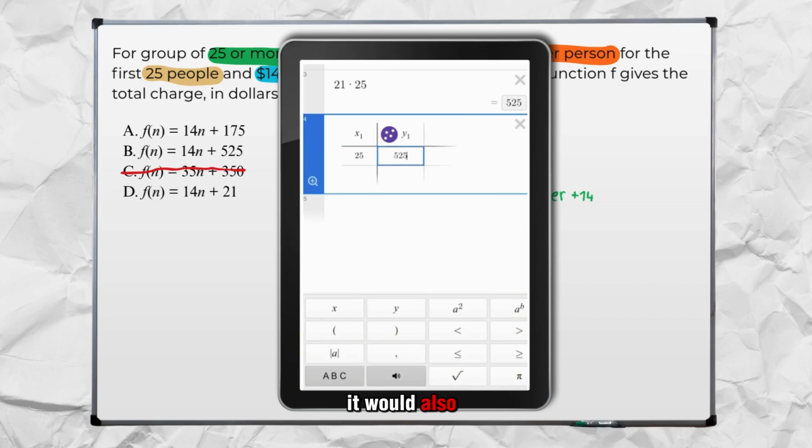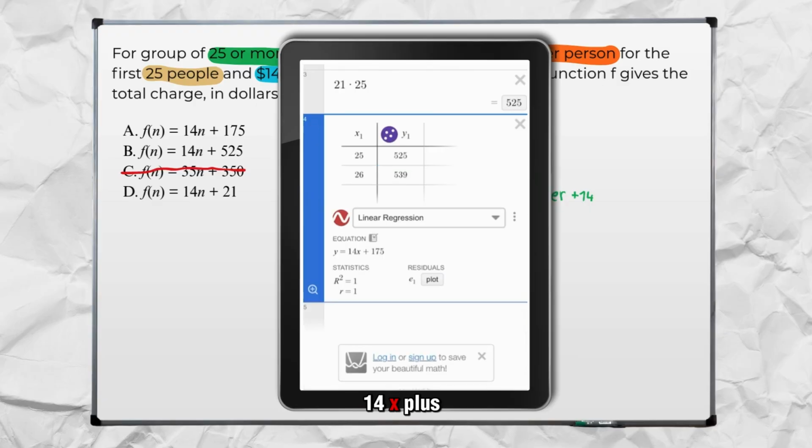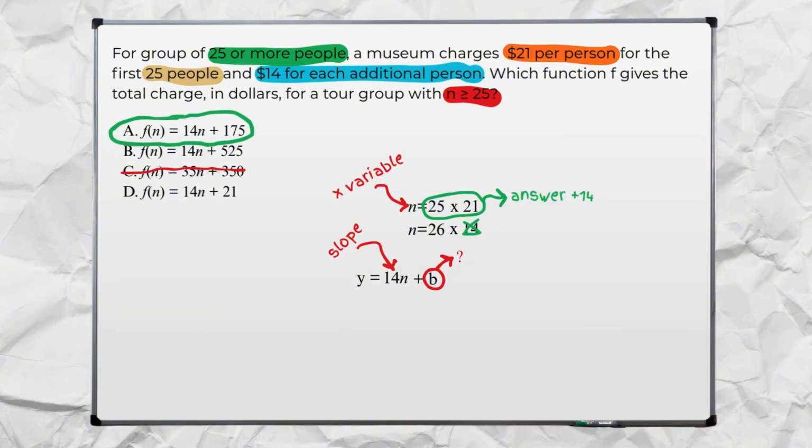And then it would also be 26. 525 plus 14 is 539. I hit the linear regression model and I get 14x plus 175, which is going to be A. Now notice that B, that 175, is my starting amount, my fixed cost in this case. And my fixed cost is $175 in that instance.